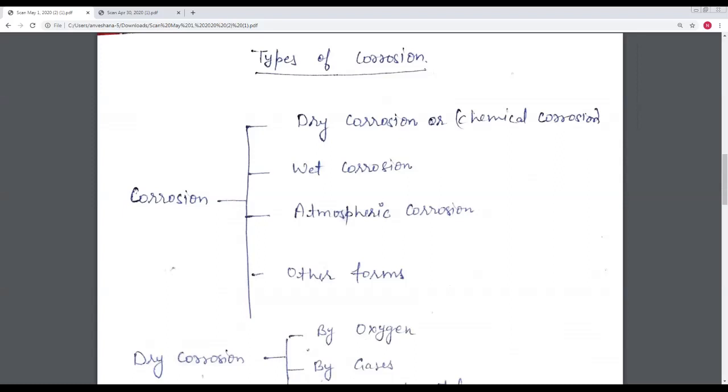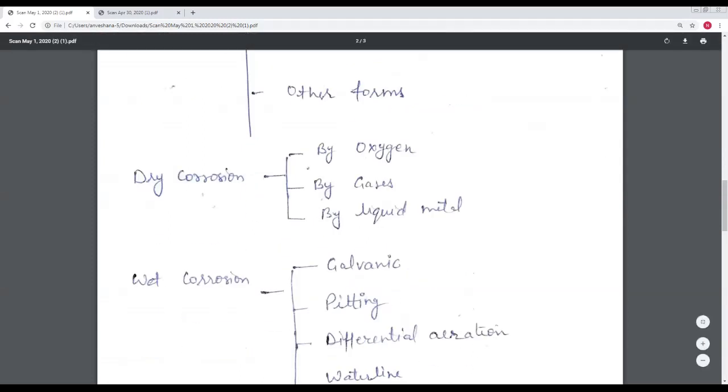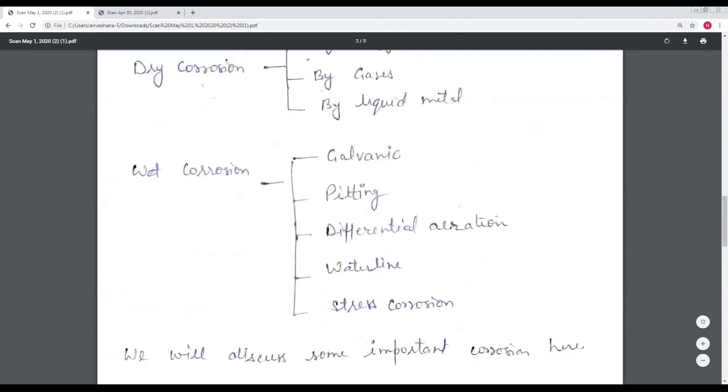The wet corrosion is also called electrochemical corrosion. Dry corrosion is called chemical corrosion, and wet corrosion is called electrochemical corrosion. And many other types of corrosion like atmospheric corrosion and other forms are present. The causes of dry corrosion are oxygen, gases or liquid matter.